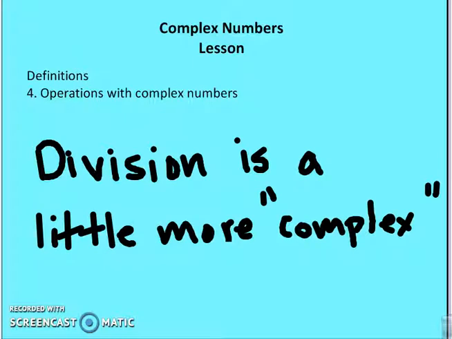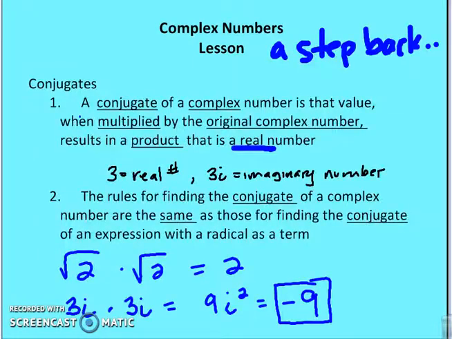I say division is a little bit more complex for complex numbers. When you divide by a complex number, you have to rationalize the denominator, and you rationalize by multiplying by the conjugate of the denominator. So let's go through. You can read this here. You can pause it, and I'm going to go through a couple problems, and then we'll be done.